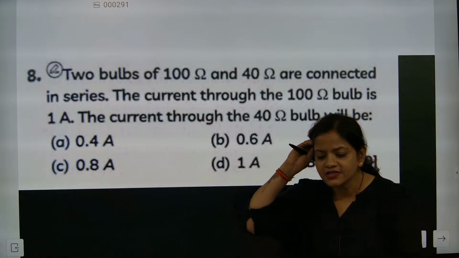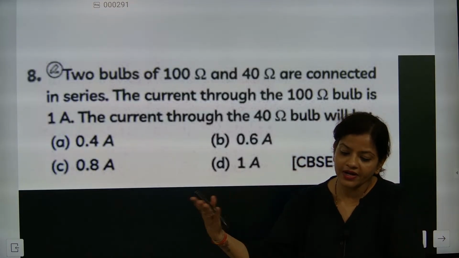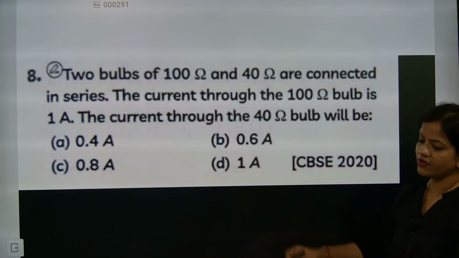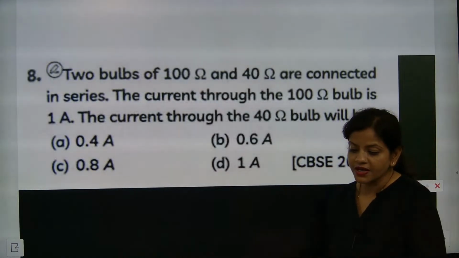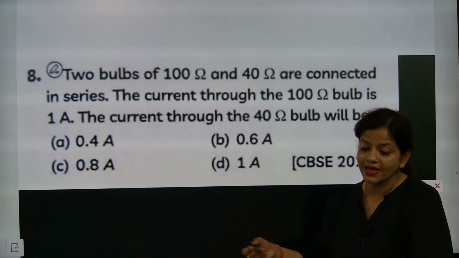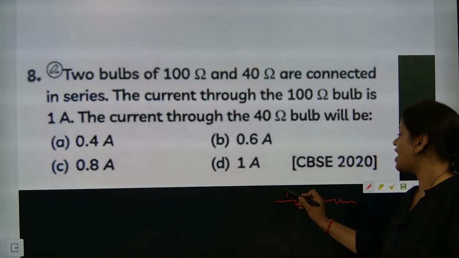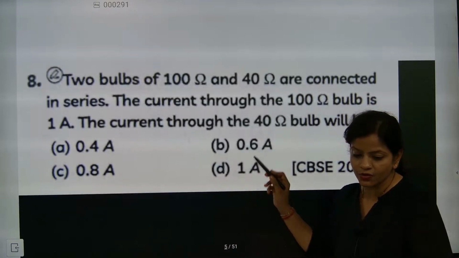If connected in series, the same amount of current will pass. So only 1 ampere will pass, because in a series connection the current I remains the same. Whenever we talk about the series connection, I remains the same. So definitely it will be 1 ampere only.